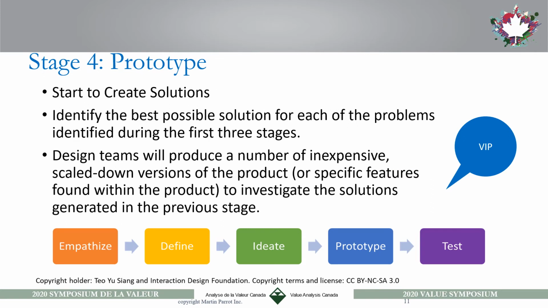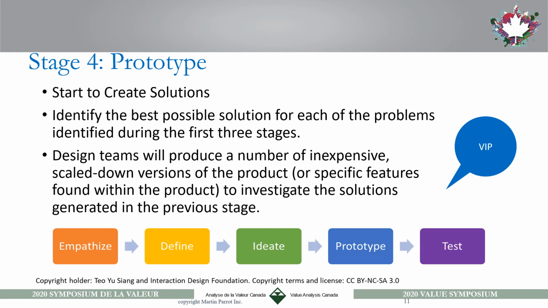Stage 4 is prototype, where you identify a most important need and you create a solution, and you identify the best solution that you could satisfy for each of the problems identified. So the problem may have 3, 4, 5 aspects to it. You may prototype all of those or one aspect, and you will produce a number of inexpensive scaled down versions of the product to investigate, to see if it really works.